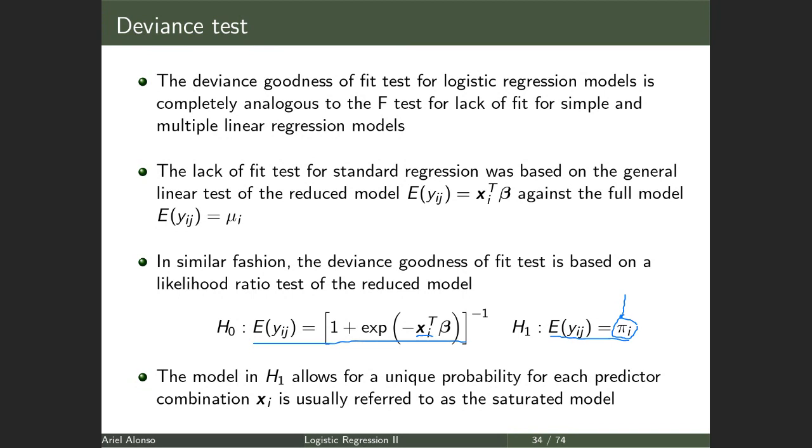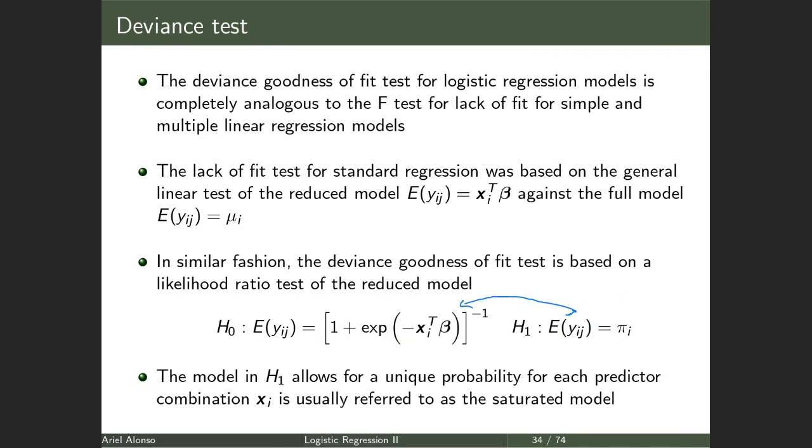Now, when you estimate these PIs, you will get the observed proportions in every treatment. And what is a deviance test? You're going to compare your model, which is more parsimonious, with the saturated model. That's what you're going to do, and you're going to use the maximum likelihood.